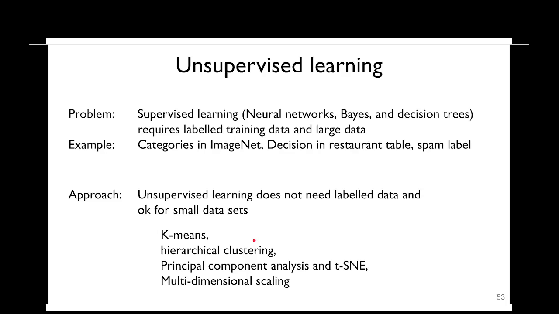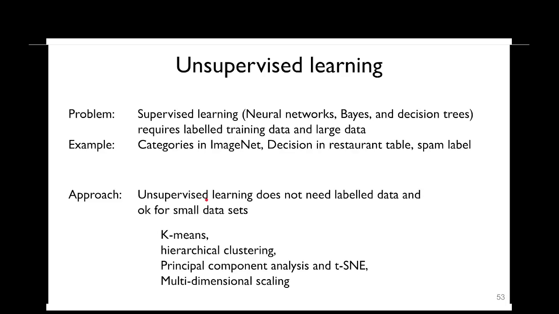Then we will look at unsupervised learning, because a big caveat of neural networks is that you need tons and tons of training data, and that is difficult to get. Categorizing 15 million images into 20,000 categories is really a lot of work. So supervised learning has these big disadvantages, and actually Bayes and also decision trees, they're all supervised. So how can we do without that supervision, without the training data?